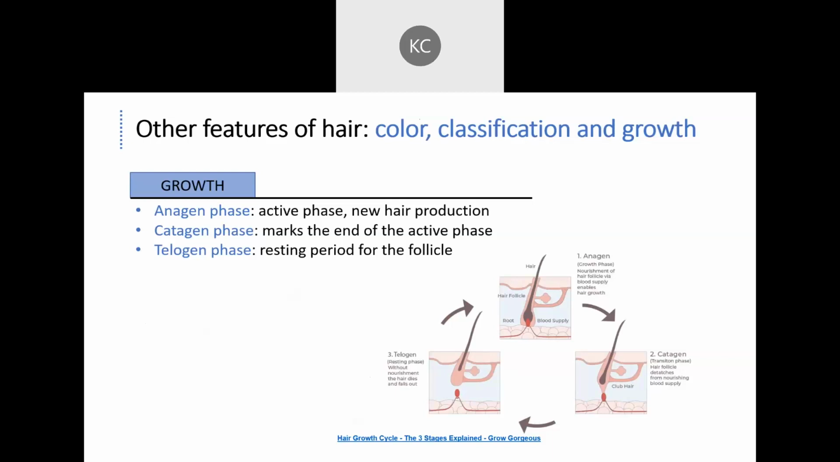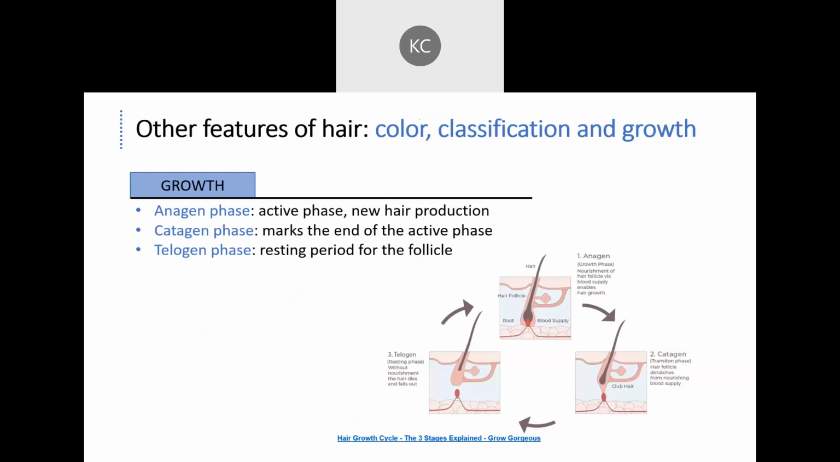The hair papilla, with its blood vessels, is supplying the hair matrix that is contributing to those new cells that are pushing their way up into the hair medulla and the hair cortex and giving rise to new hair growth.